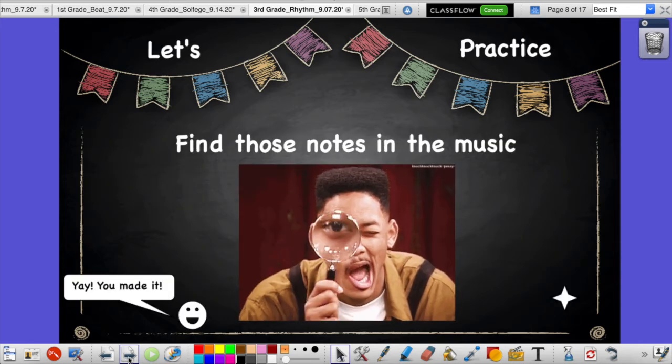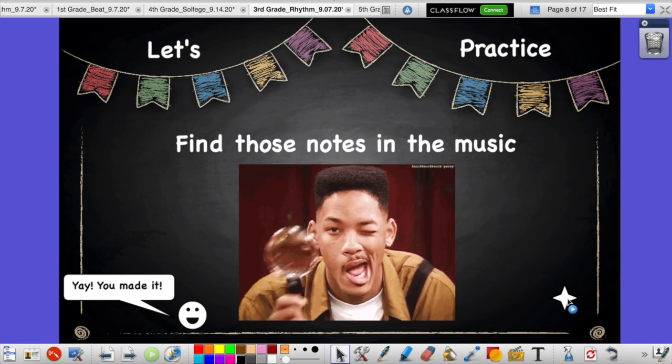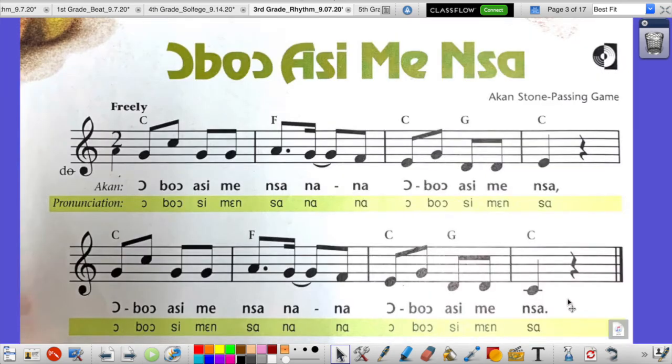So let's go back to Oboe Si Menzana and find those notes. If you found a quarter note at the end of our song and the end of this line, good job. Those are some quarter notes. And if you could find eighth notes, well, there's a lot of them. So here we have a bunch there. Here we have some more. A lot of eighth notes in this song. So this song has a lot of eighth notes, two sounds to a beat, and only a couple of quarter notes.